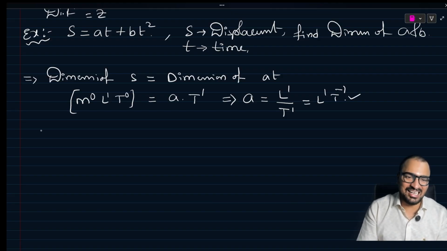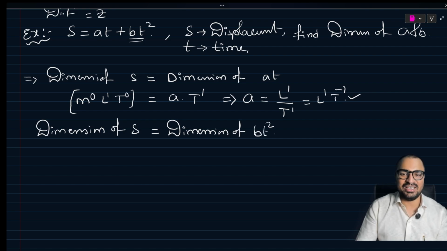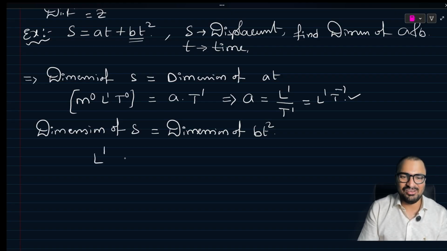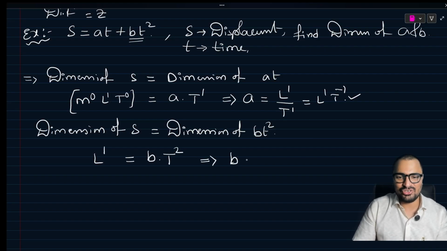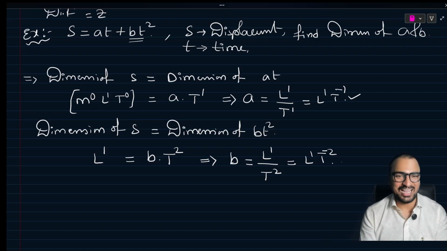Yes, exactly. And similarly, dimension of S is equal to the dimension of bt square. Dimension of S is again L1. B we want, t square. That means the dimension of B is equal to L1 by t square, that means L1 T minus 2. So like that we can write by using the principle of homogeneity.